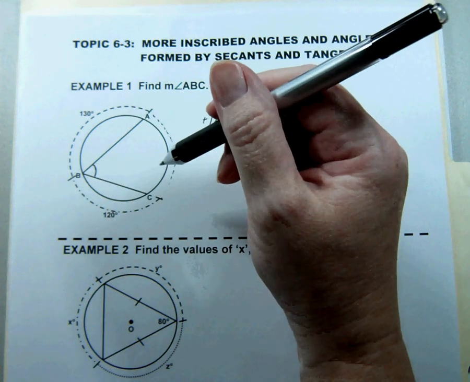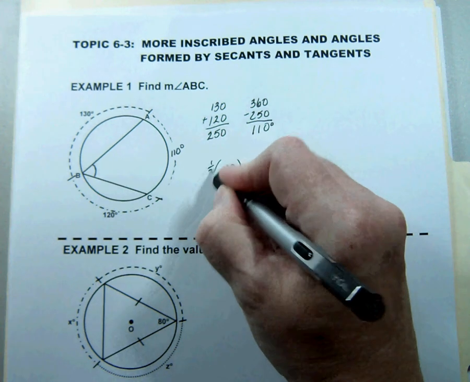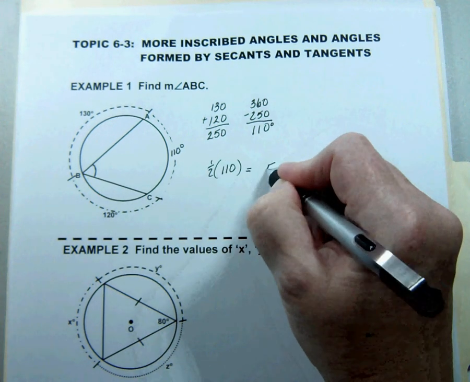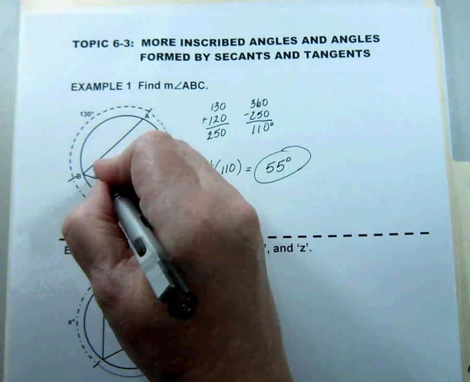Since it's an inscribed angle, it's always half. So if you take 110 and take half of that, that gives you 55. So that means the angle's 55 degrees. I'll write that on here too.